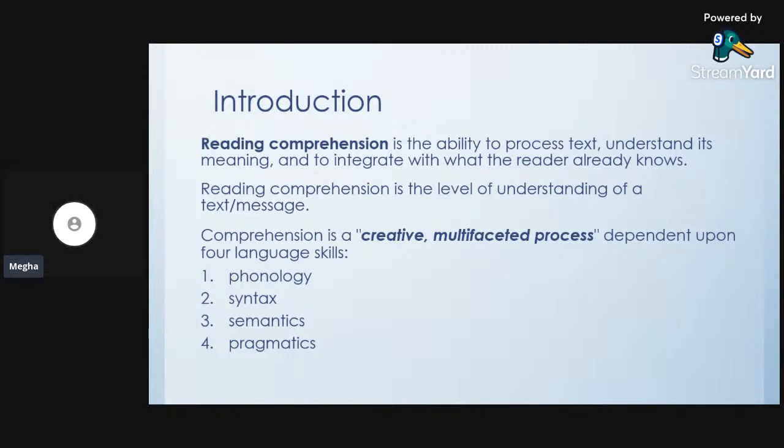So it is the ability to process the text. When you read a paragraph, it says the ability to process the text and understand its meaning. So you have to understand the content of what is being given to you and integrate it with what the reader already knows. You should grab some ideas when you read a paragraph or a sentence. Reading comprehension is the level of understanding of a text or message, to what extent one can grab the keywords and understand the content. That depends on each individual.